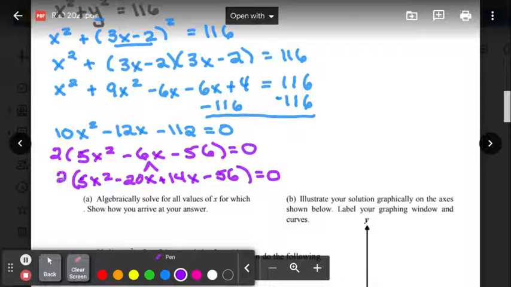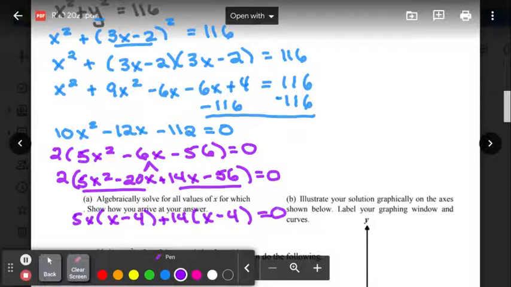So I'm going to bring this 2 down because we are still factoring. Here's my GCF. So I'm going to move into this bottom section. My GCF is 5x here, and I'm left with x minus 4. And this I can take out of 14, and I'm left with x minus 4 equals 0. So I'm just going to factor everything. I have my GCF of 2, 5x plus 14 times the quantity x minus 4 equals 0.